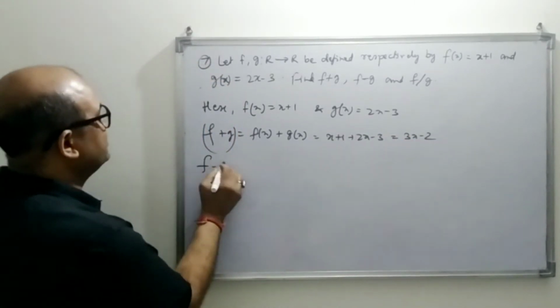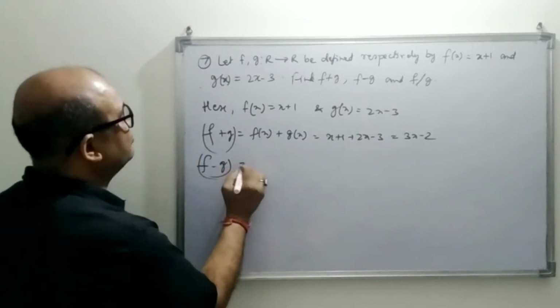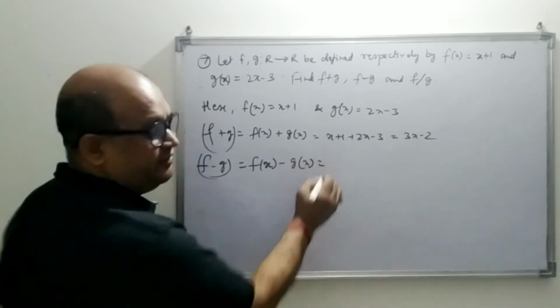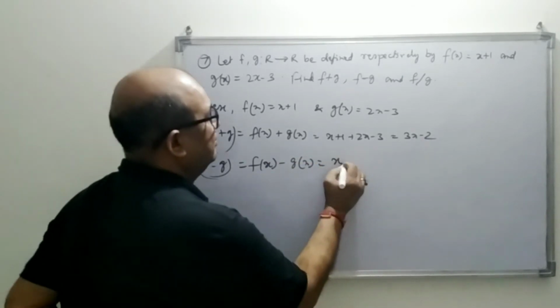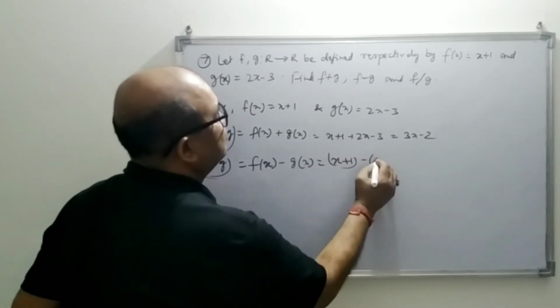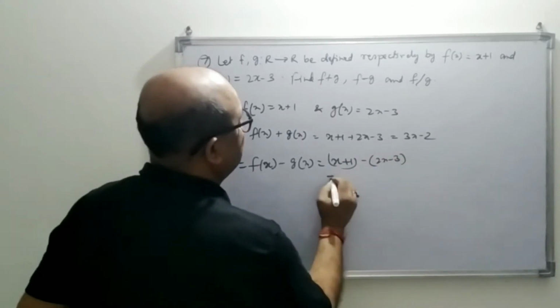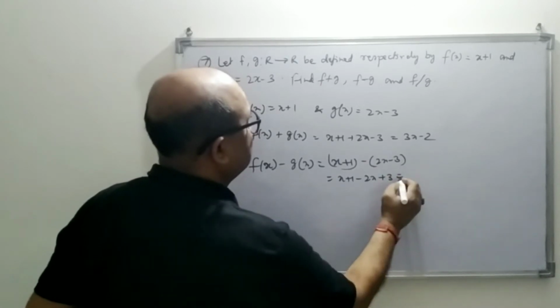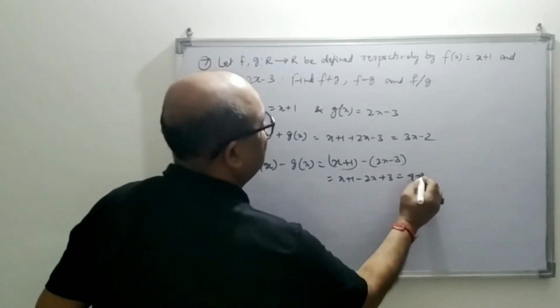Now f minus g at x equals f(x) minus g(x). That gives you x plus 1 minus (2x minus 3), that is x plus 1 minus 2x plus 3. That is 4 minus x.